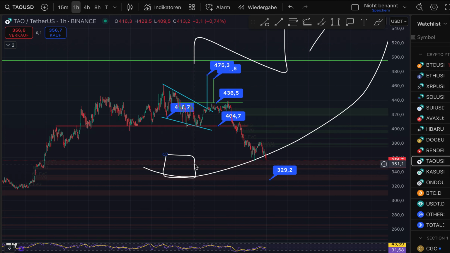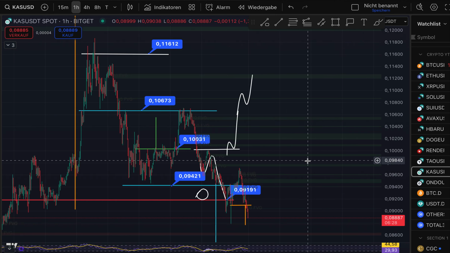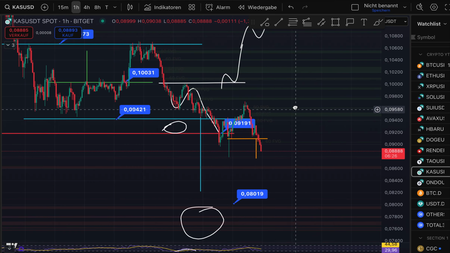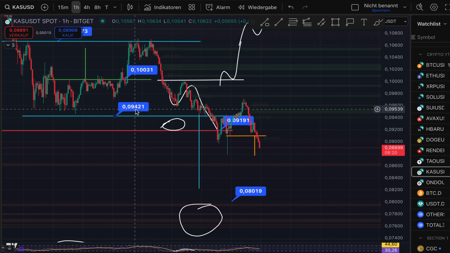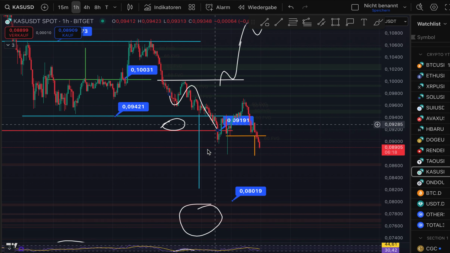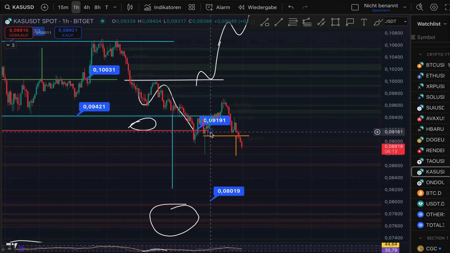So now we just have fair value gaps down to 330 US dollars. So let's see what TAO is going to do. I think it's going to sell off, and then we have to look for more chart patterns. So what about Kaspa? For Kaspa, we were thinking that we are going to sell off. Once the 9.4 cents breaks to the downside, then we should sell off even down to 8.2 cents.